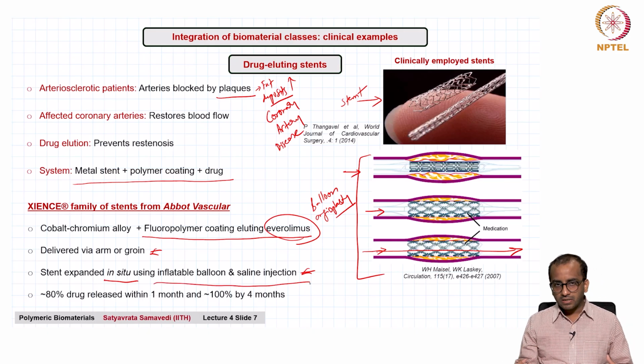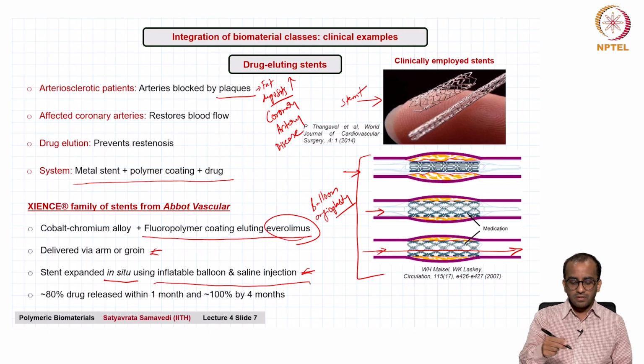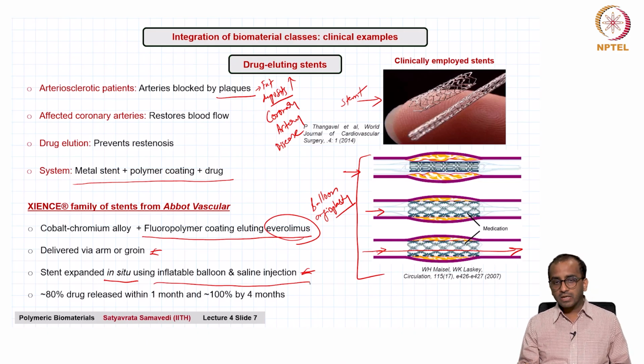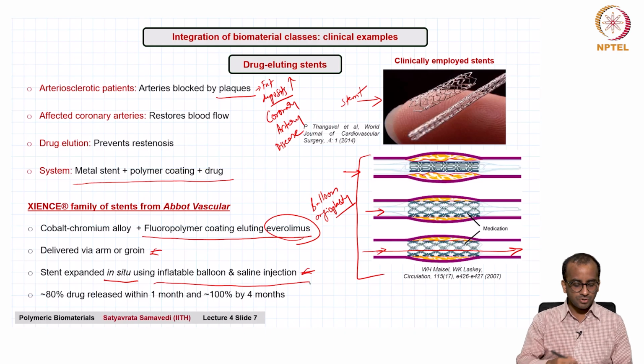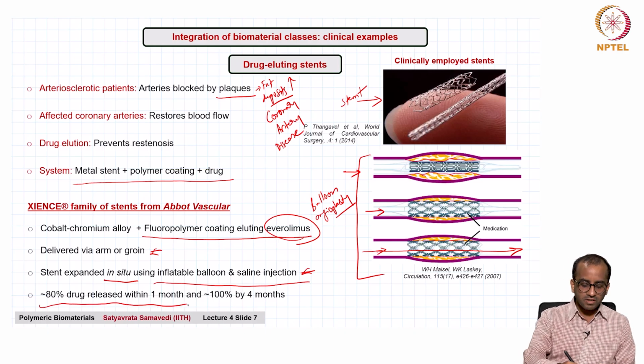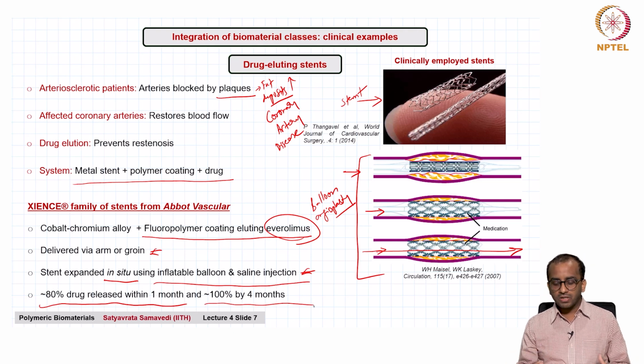And once the stent is locked in place, so to speak, it's going to help the artery recover its function. But more importantly, the fluoropolymer coating is going to help the everolimus release over time. And this particular stent is supposed to release about 80% of the drug within a month of implantation and about 100% within 4 months. And it's been shown that that actively prevents restenosis, thus improving not just the success of the implant in the short term, but also improving the longevity of the implant in the long term.